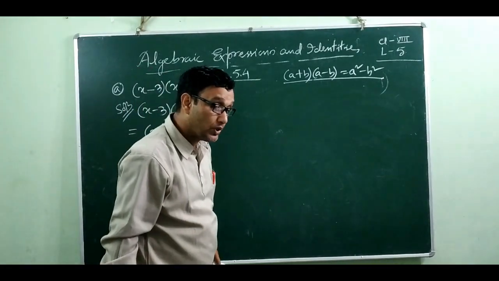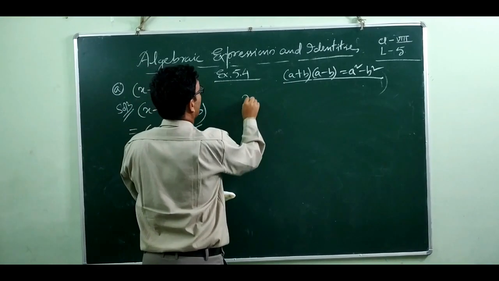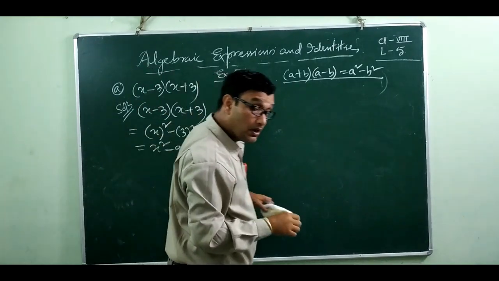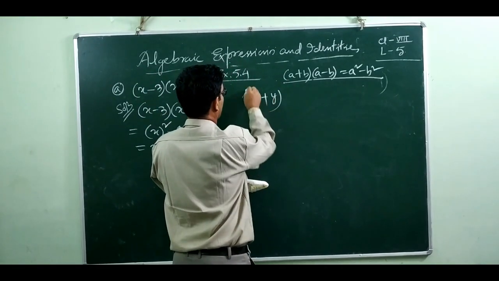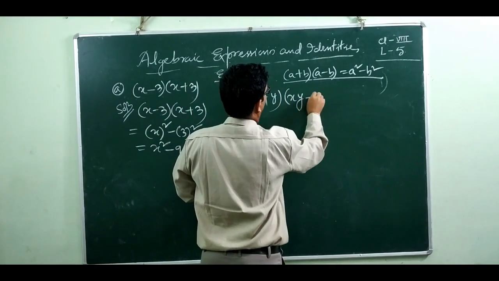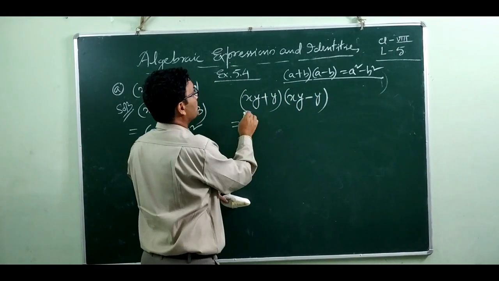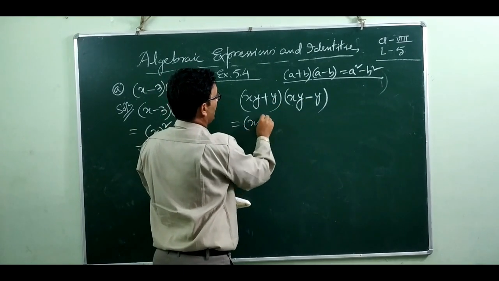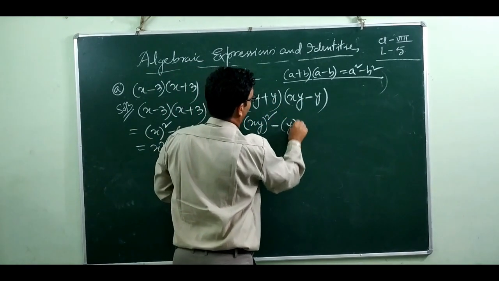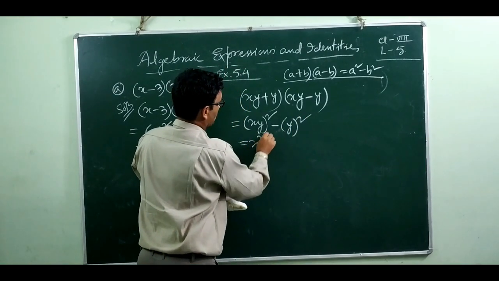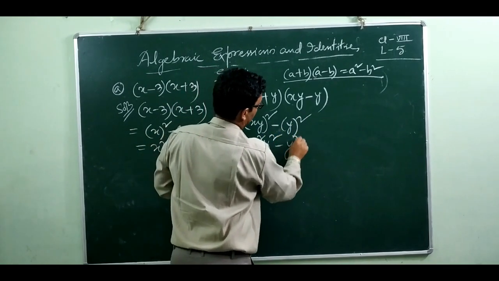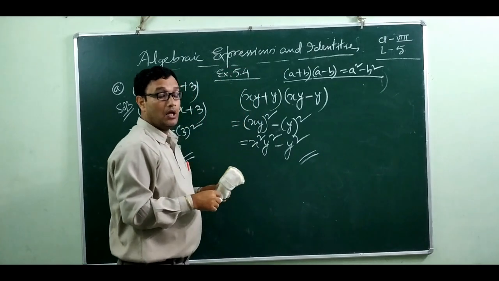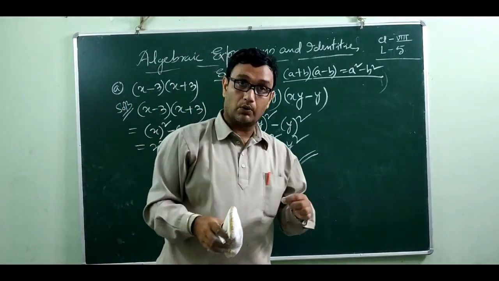Then suppose one more question here: (xy plus y) into (xy minus y). In this question you see (a plus b) into (a minus b). So you can write (xy) whole square minus y square, that means x square y square minus y square. This will be your answer. Like this way the remaining ones you can solve.